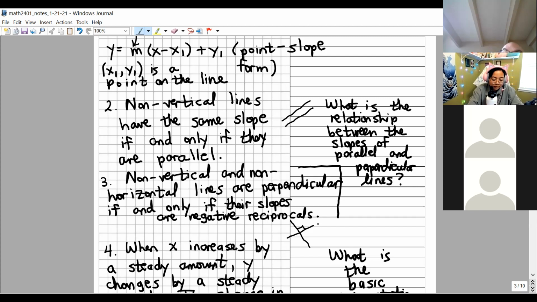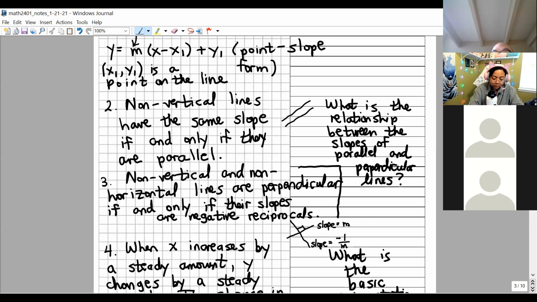reciprocals. So if the slope of this line, for instance, is M, then the slope of this perpendicular line would be the negative reciprocal of M. What do I mean by negative reciprocal? Well, reciprocal means you invert it, right? So you would have 1 over M instead of M. 1 over M is the reciprocal, and you have to change the sign. So you would have to make this negative, okay?